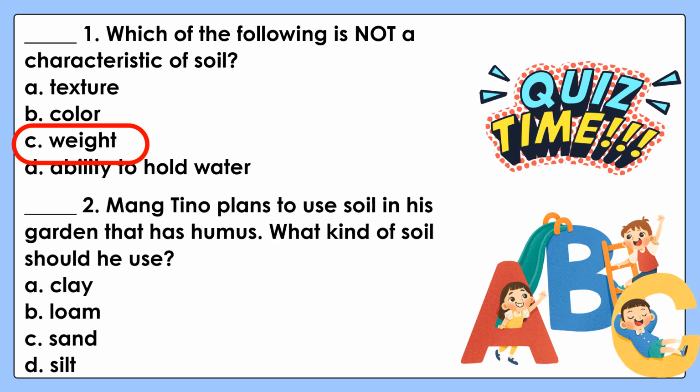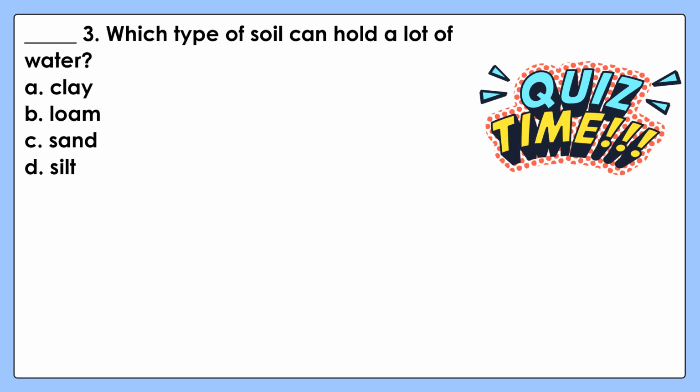Number 2. Mang Tino plans to use soil in his garden that has humus. What kind of soil should he use? A. Clay, B. Loam, C. Sand, or D. Silt? The answer is letter B. Loam. Number 3. Which type of soil can hold a lot of water? A. Clay, B. Loam, C. Sand, or D. Silt? The answer is A. Clay.